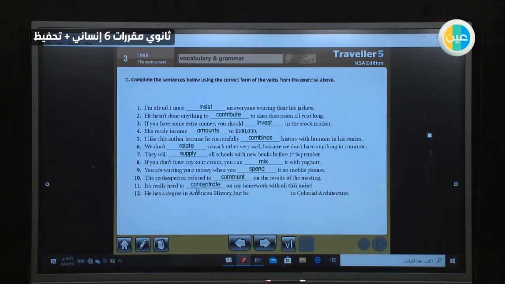So yes, concentrate. He has a degree in American history, but he specialized in colonial architecture. Do you know architecture? Yes, al-amara. We talked about it yesterday. Specialized. It is in the past.